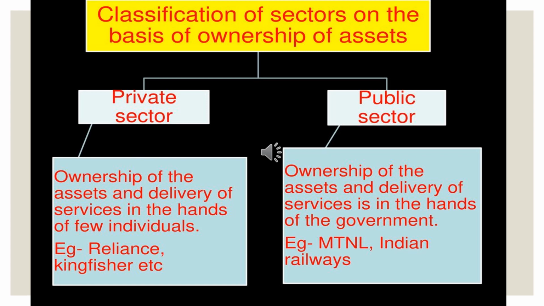Sectors can also be classified on the basis of their ownership, the ownership of assets. Assets are things like a factory, land, or any kind of stock, etc. If the company is owned by a few individuals, the assets and delivery of services are in the hands of a few individuals, it is called a private sector, for example, Reliance, Kingfisher, etc. But if the ownership of the assets and delivery of services is in the hands of the government, owned and run by the government, it is called a public sector. MTNL, Indian Railways, ONGC, all these are examples of the public sector.